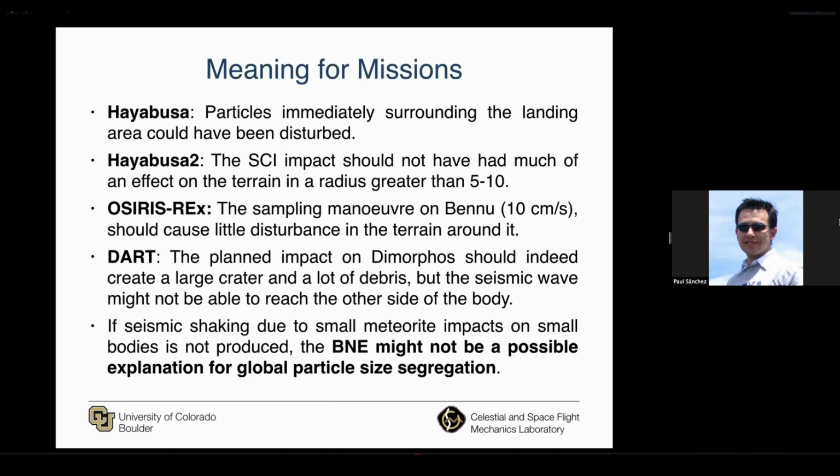For the DIRECT mission, the sample maneuver, which is going to be a 10 centimeters per second impact, is going to cause just little disturbance in the terrain around it. For the DART mission on Dimorphos, yes, there's going to be a big crater, but the seismic wave might not reach the other side of the asteroid. And this is a bonus because many times it has been said that possibly small meteorite impacts on asteroids can trigger a Brazil nut effect, and that is going to provide a way to segregate particles. And it seems that asteroids are not really going to be shaking that much because of impacts.